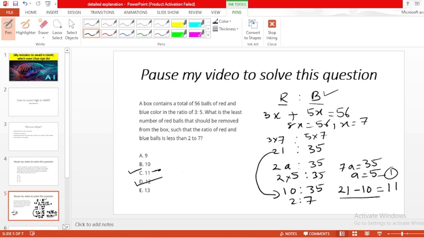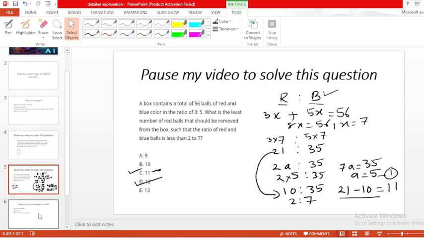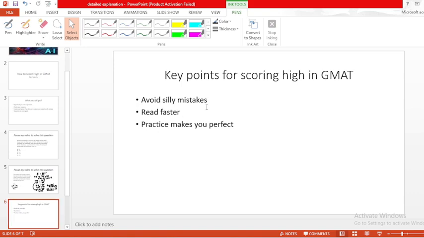So friends, now we go from here to the key points for scoring high in GMAT. First thing is you need to avoid silly mistakes. Otherwise, your scores will drop very drastically. Read faster. And I tell you, friends, you can develop this by reading a lot of comprehensions, of the verbal section and quant. Then you will be very good in DI automatically, because the data interpretation section comes from quantitative reasoning and from the verbal section. How will this happen? It is nothing but practice makes you perfect.